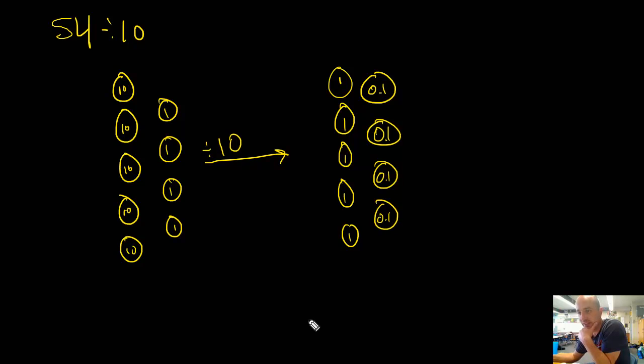So 54 divided by 10 would give me a quotient of 5 and 4 tenths, right? And we know this as fact because when we divide something by 10, we can think about our place value chart, and we know that the number is getting smaller, and we're moving it over to the right.